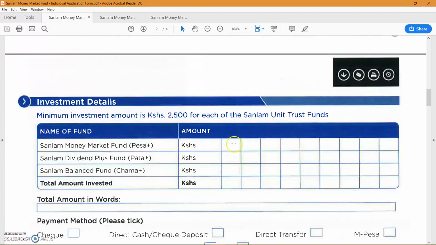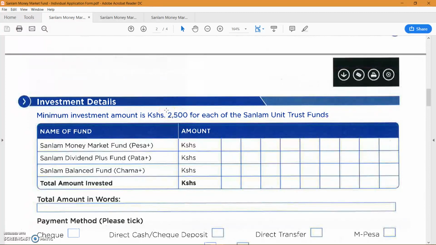The next step here is to look at the investment details, and today we've already said that we'll be interested in the Pesa Plus product, so you'd input the amount of money you'd wish to start with. You can refer to the video in the blog post where I discussed how monthly contributions and initial investments can grow up to very huge numbers if you are consistent and you allow compounding to take effect. Sanlam have one of the lowest minimum investment requirements.